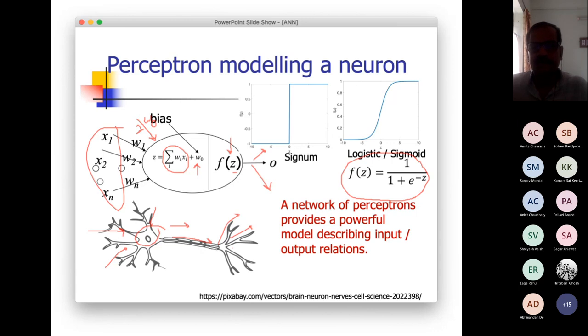So it's a very powerful model for describing input-output relations. Even a classifier is a model for input-output relations, where the output is the class label and the input is the feature vector. In general, any function models input-output relations. And there are other techniques like regression, where, given the input-output values, you develop a model. So neural network can be considered from that perspective.